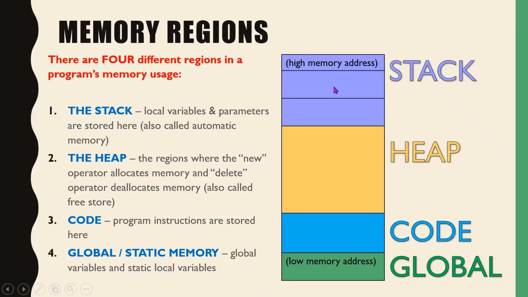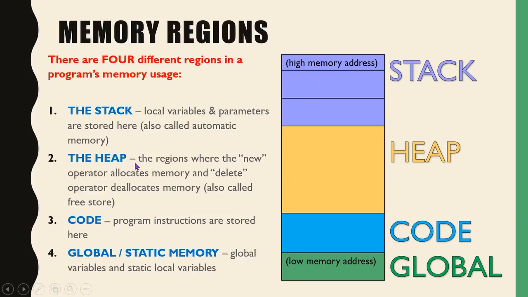The stack is where all your local variables that you create in any of your functions go, and the parameters are stored here too. This is also called automatic memory and typically has high memory addresses. So that's why whenever I print out memory addresses when I'm running our programs, I typically see a really high memory address there. It's because those variables were created in the stack.